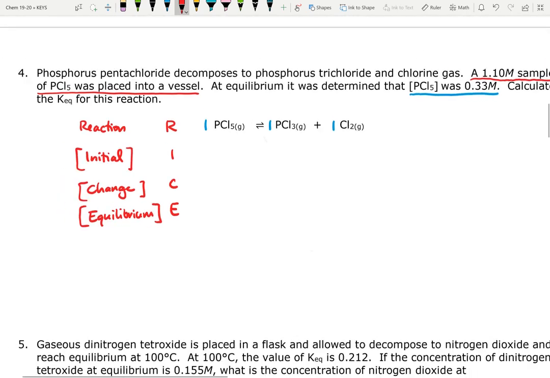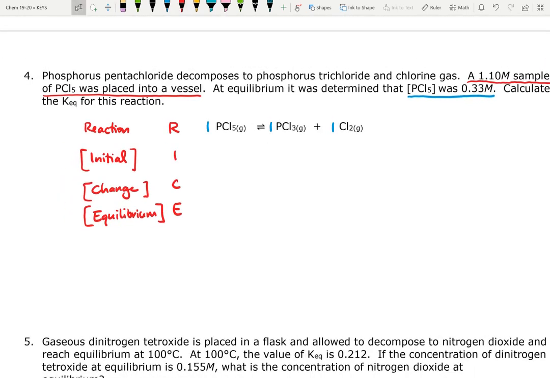All they tell us at the beginning of this problem is that we're putting PCl5 right into the vessel. So initially we're putting in a molarity of 1.10 moles per liter of PCl5, and that's all. That's all that's put in there. So there isn't any PCl3, there isn't any chlorine. Those you should enter as zeros in your initial row of your table. So it's like the before, and then there's the after equilibrium has been reached. It tells us that at equilibrium it was determined, and when you see the word determined, that would mean measured. It was measured that at equilibrium the PCl5 concentration was 0.33 moles per liter.